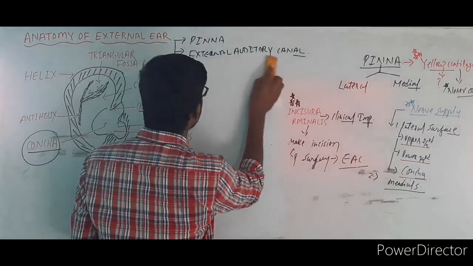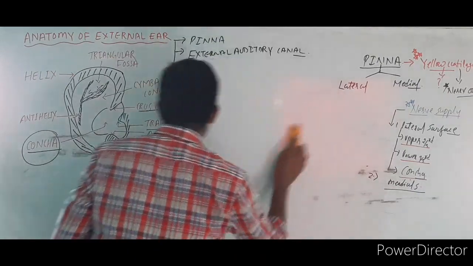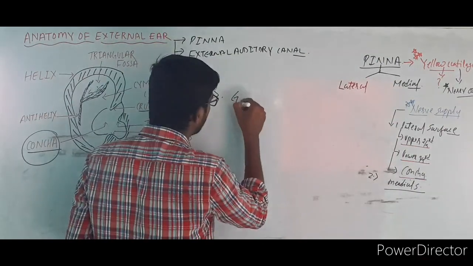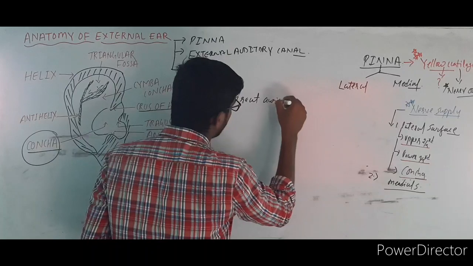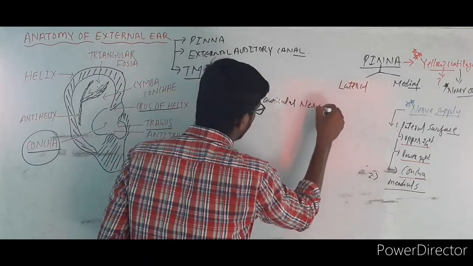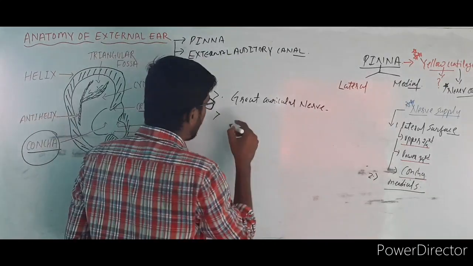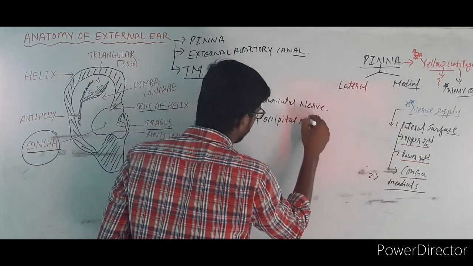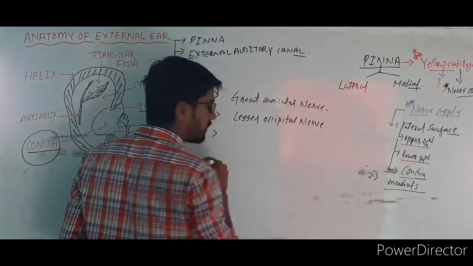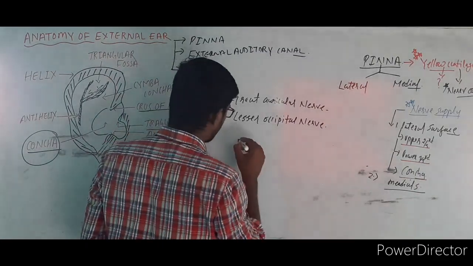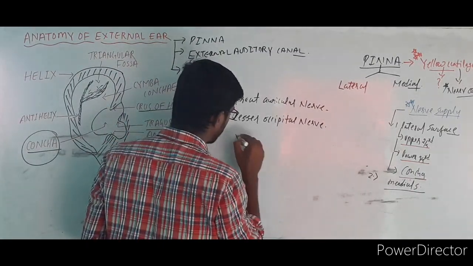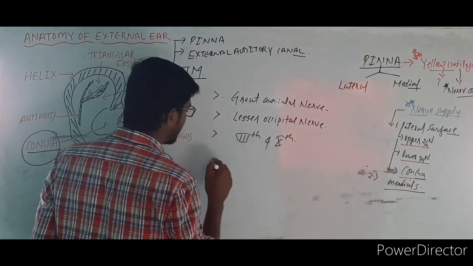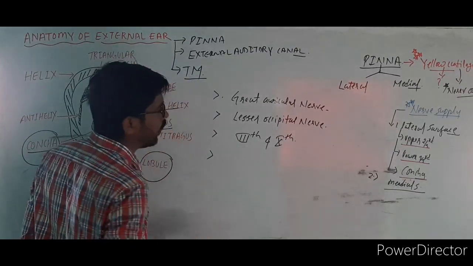So here I can tell you the nerve supply of the pinna. First nerve is the great auricular nerve. Second is the lesser occipital nerve. Third, cranial nerves 7th and 10th, that is the facial and the vagus. And one more, the auriculotemporal nerve.